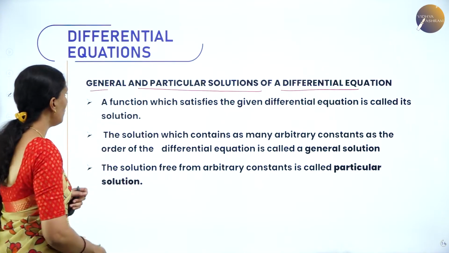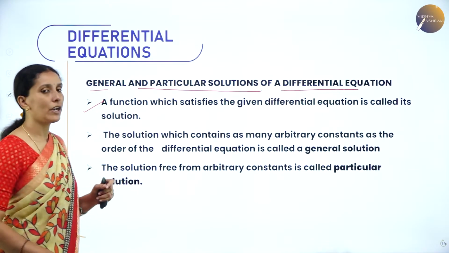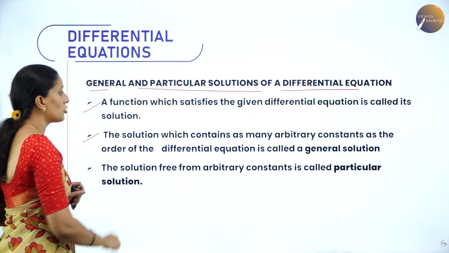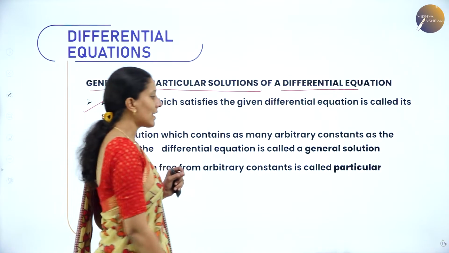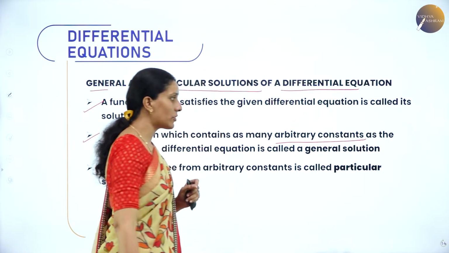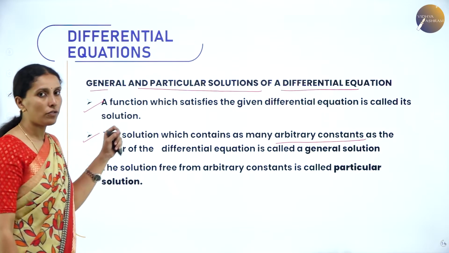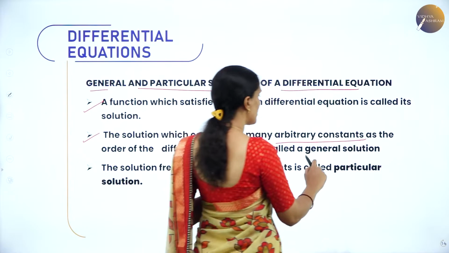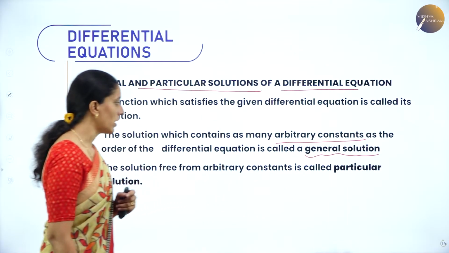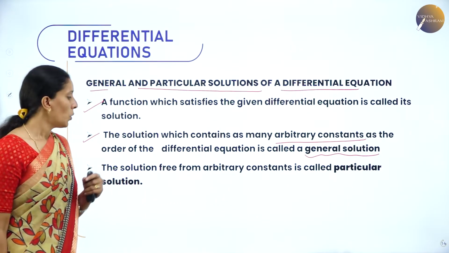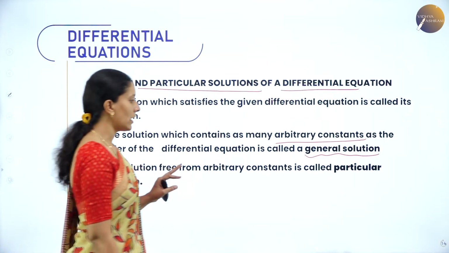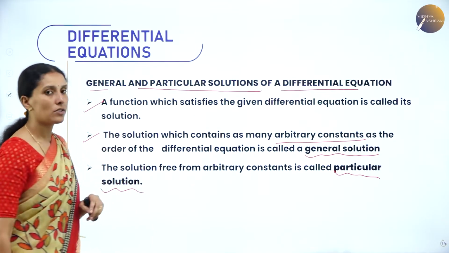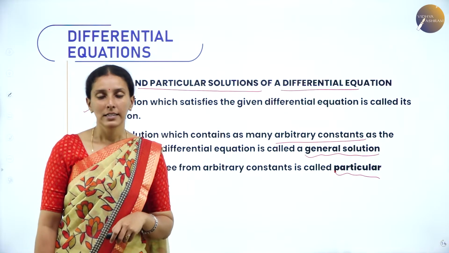So let's see here now. A function which satisfies the given differential equation is called its solution. The solution which contains as many arbitrary constants as the order of the differential equation is called the general solution. So as I said, this is a general solution. Next is the solution which is free from arbitrary constants. So there will be purely only the function, not any constants. Then it is called a particular solution.